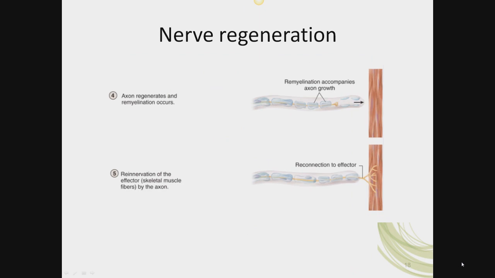And then in step 4, we're going to see that the axon regenerates and remyelination occurs. The regeneration tube guides the axon sprout as it begins to grow rapidly through the regeneration tube at a rate of about 2 to 5 millimeters a day. That's actually pretty good. And this occurs under the influence of nerve growth factors raised by the neurolemmacytes. And then finally, innervation is restored as the axon reestablishes contact with its original structure. The structure is either a receptor for sensory neurons or an effector for motor neurons.